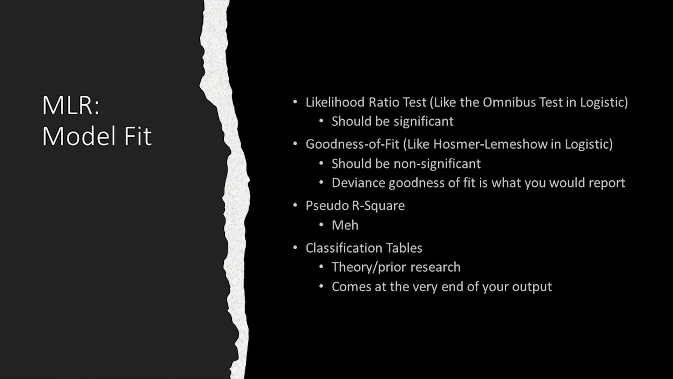Coming out of SPSS, quickly running through model fit, it's almost identical to logistic regression analysis. You might like it more because you actually aren't able to, and therefore don't have to, run your AUC values. But we're going to be looking first at the likelihood ratio test. It's basically like the omnibus test in logistic regression. We are looking to reject the null hypothesis here. We've got that same old goodness of fit test that was like the Hosmer-Lemeshow test in logistic regression, and we want to fail to reject the null hypothesis there. The deviance goodness of fit is what you would report in your papers and in your assignments.